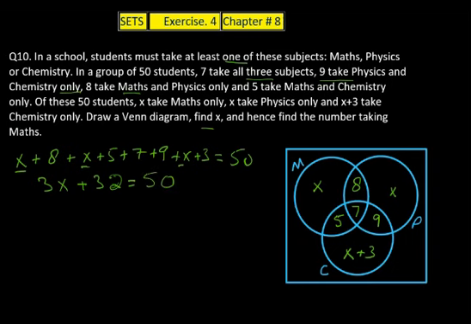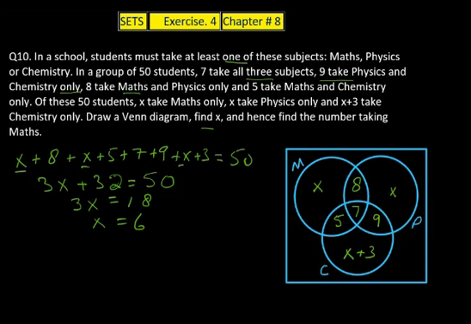Then if you just take 32 to that side and divide by 3, let me do that. 3X will be equal to 18, because 50 minus 32 is 18, and if you divide by 3 on that side, X equals 18 divided by 3, which is equal to 6. So it means that the value of X is 6.